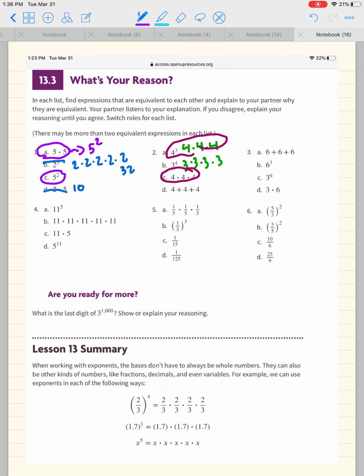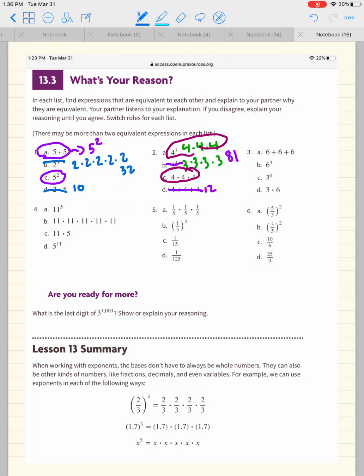B and D. On B, we have 3 times 3, which is 9, times 3, which is 27, times 3, which is 81, and 4 plus 4 is 8, plus 4 is 12. So these do not match. Okay.